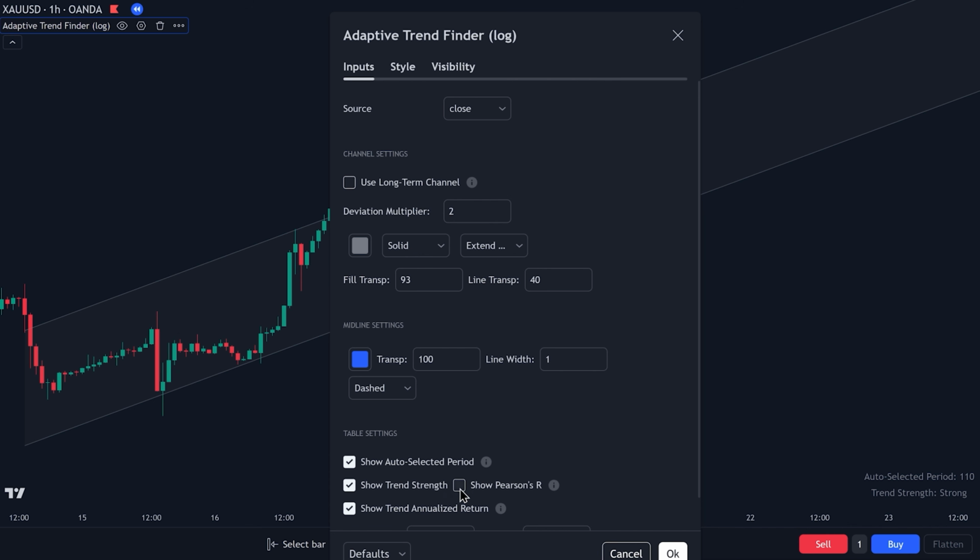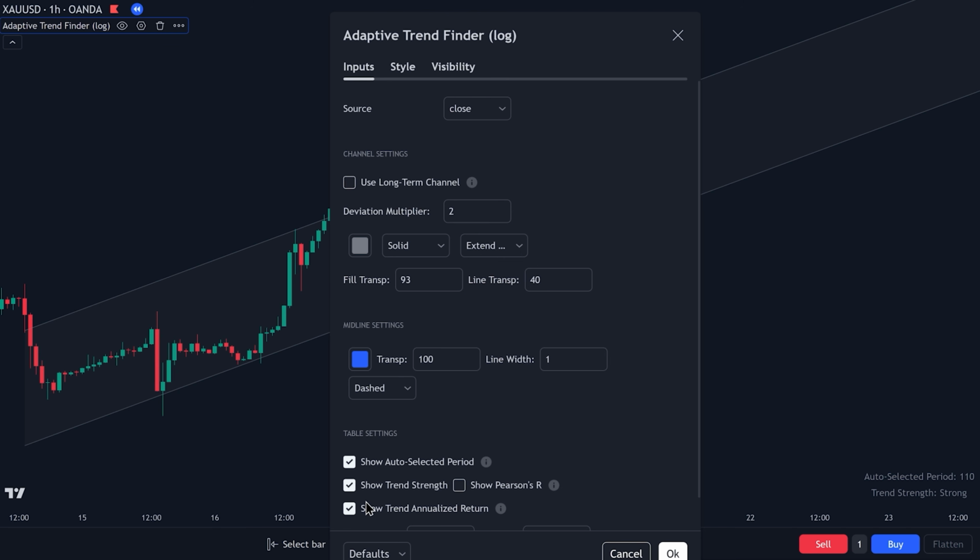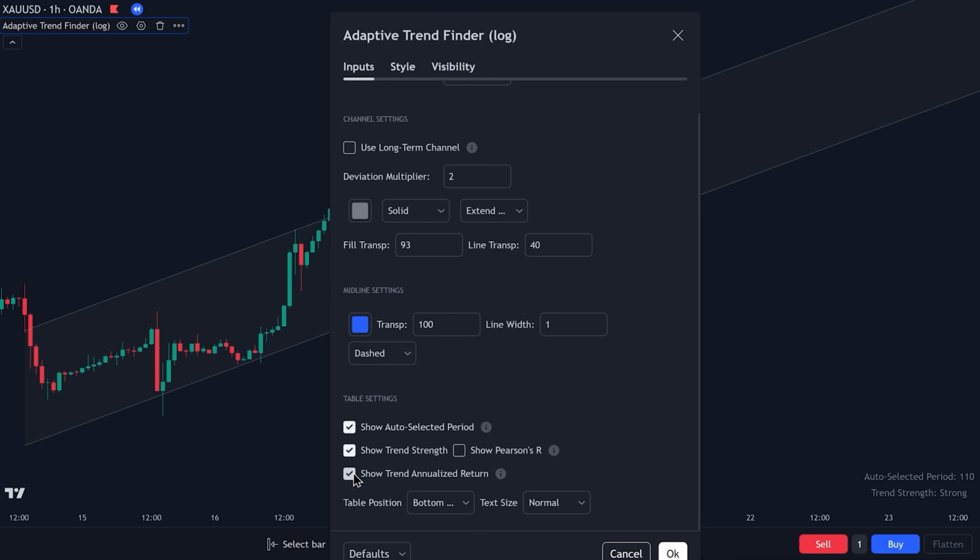For a deeper statistical analysis, enable Show Pearson. This setting shows the Pearson correlation coefficient, which measures how closely price movements align with the trend direction. Lastly, the Show Trend Annualized Return option displays the compound annual growth rate of the trend over the auto-selected period. This feature is available on daily and weekly timeframes, providing insight into the potential yearly growth rate if the trend continues.